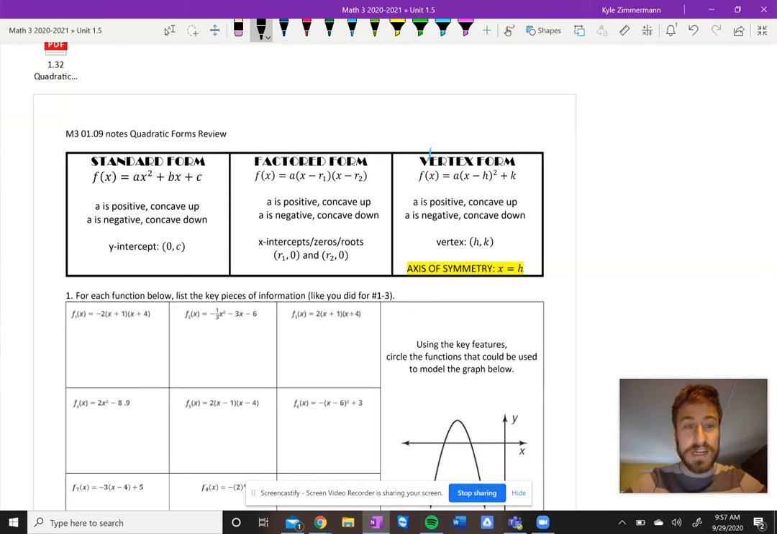Team, it's Mr. Z, and today we're going to continue our adventure with quadratic forms. Essentially, we're going to be looking at connections between equations and graphs. So let's go ahead and enjoy this adventure.